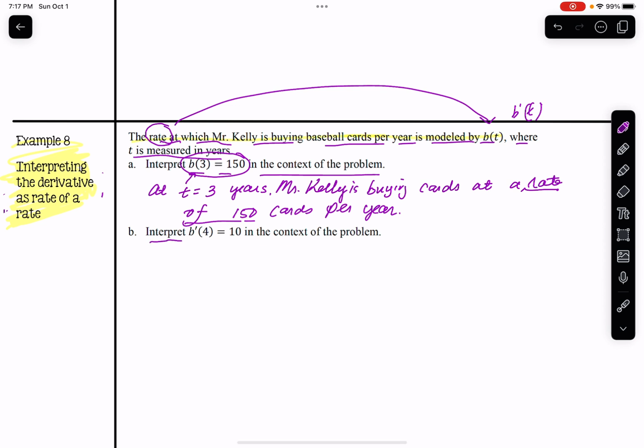Now, this is the tricky part, sort of. They want us to interpret B prime of 4 equals 10 in the context of the problem. So now we're talking about taking the derivative of a rate. When you're saying what the context of the problem is, you're going to be talking about the rate first, and then you'll say the rate is increasing. See how you're saying it's increasing at a rate? So the rate is increasing at a rate. Let's see how this happens.